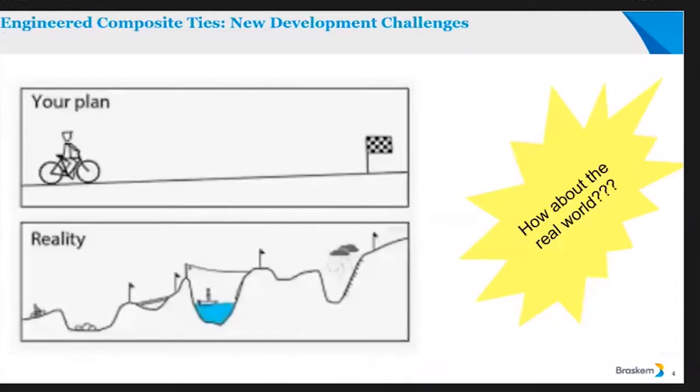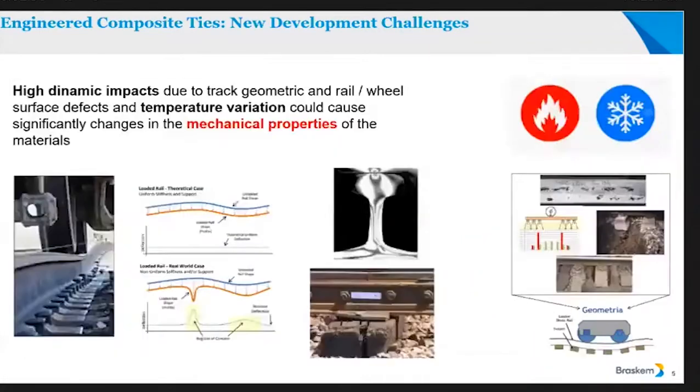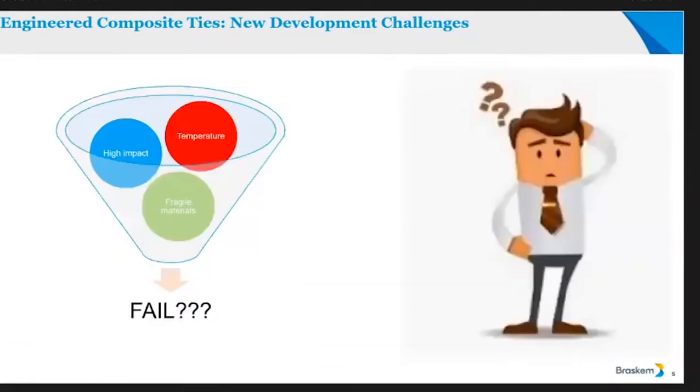But in the real world, is it enough? We believe that we have some picture about the structural analysis, but when you're talking about life cycle, in the real world, we see a lot of high dynamic impacts, temperature variation, and track geometry problems happen, especially in the heavy hauls. And how should these elements impact the tie performance?